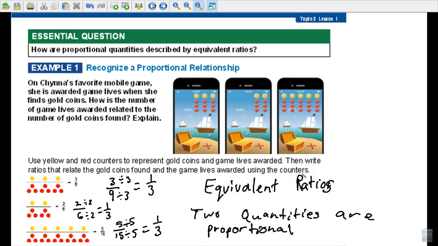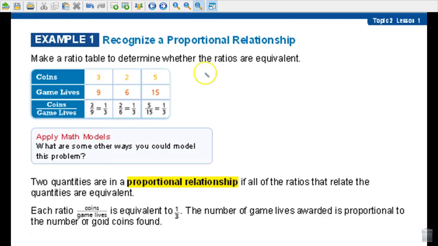Okay? So this is just going over the same thing. Let's look at it. 3 coins for 9 lives, 2 coins, 6 lives, 5 coins, 15 lives. They break it down into the simplified version. They all equal 1/3 like I did. Two quantities are in a proportional relationship if all the ratios that relate the quantities are equivalent. They are all equivalent, therefore they are proportional. It is a proportional relationship. The number of game lives awarded is proportional to the number of gold coins found.